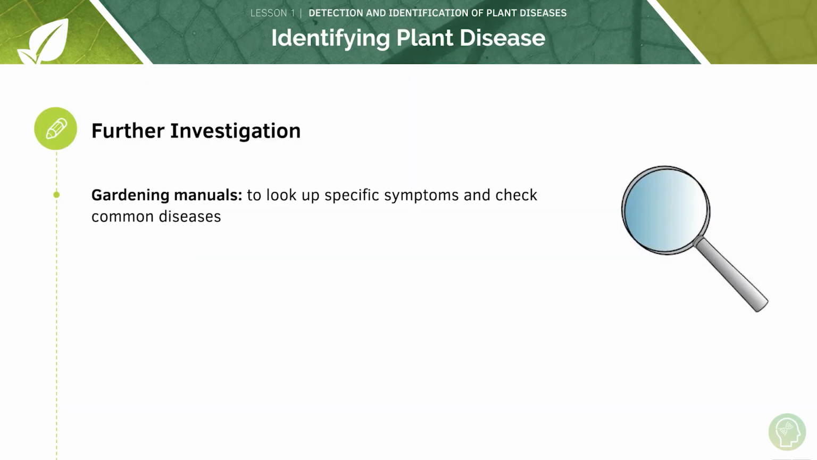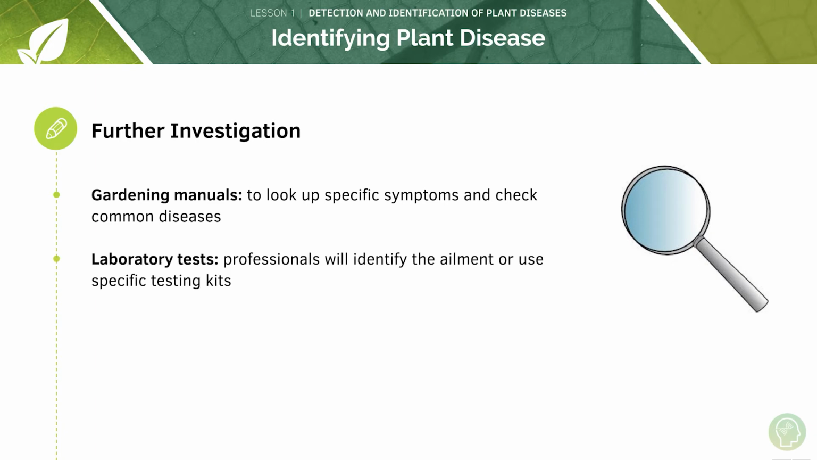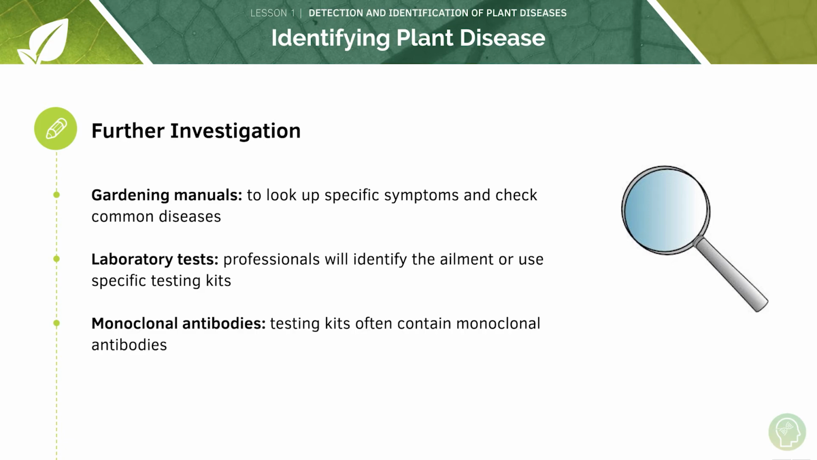But we can also use more sophisticated techniques, so gardening manuals, so looking up specific symptoms and checking for common diseases in plants. Also laboratory tests, so professionals will identify the ailment or use specific testing kits to identify the particular pathogen affecting the plant. And also monoclonal antibodies. So we saw this a few tutorials ago in how we detect HCG in human pregnancy tests, so do go back and watch that if you want more information on monoclonal antibodies. But just for now, all you need to know is that testing kits can contain monoclonal antibodies that detect the antibodies generated against the pathogen that is infecting the plant.